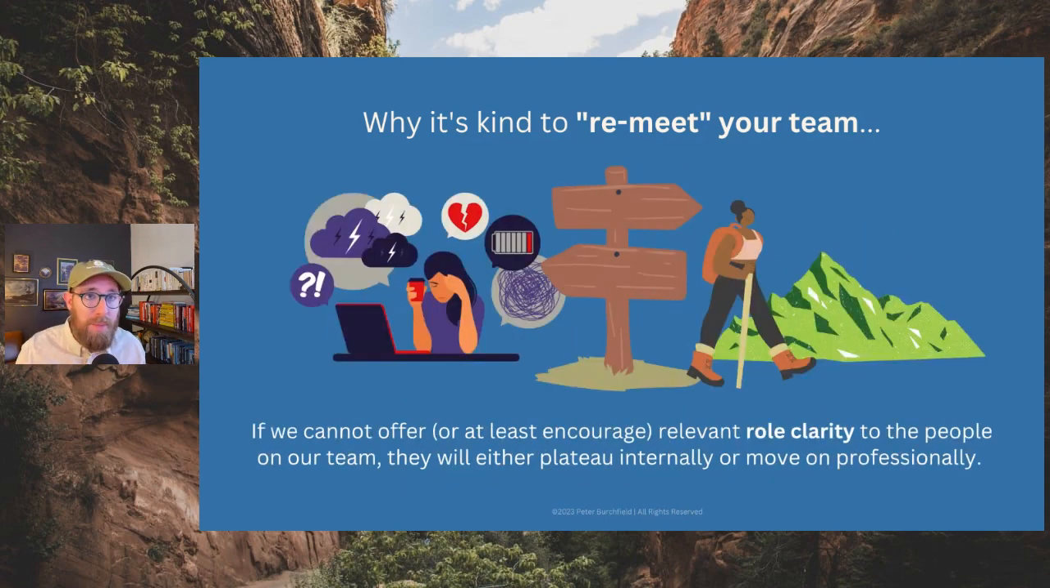And the reason it matters so much is because if we, as the executive leaders, cannot offer relevant role clarity, or at least encourage our team members to get role clarity for where they currently are, not where they've been, then there's only two options for the team member on our team. And that's they will either internally plateau, or they're going to have their own epiphany without you, and they're going to follow that empowerment path right away from the team. They're going to move on professionally.